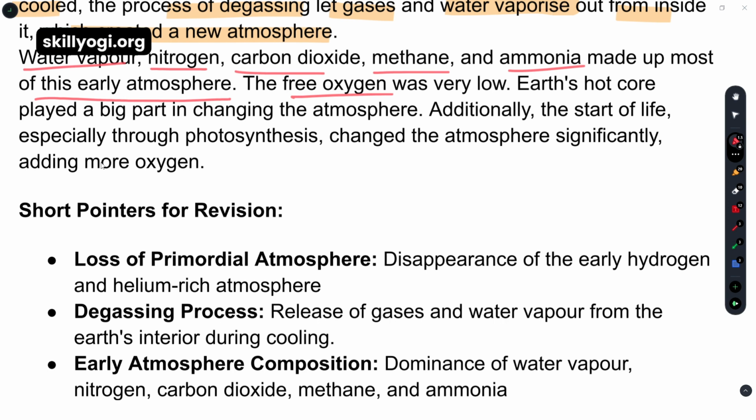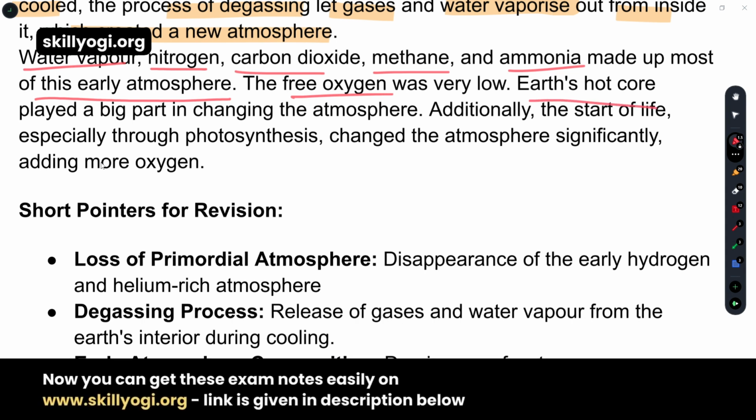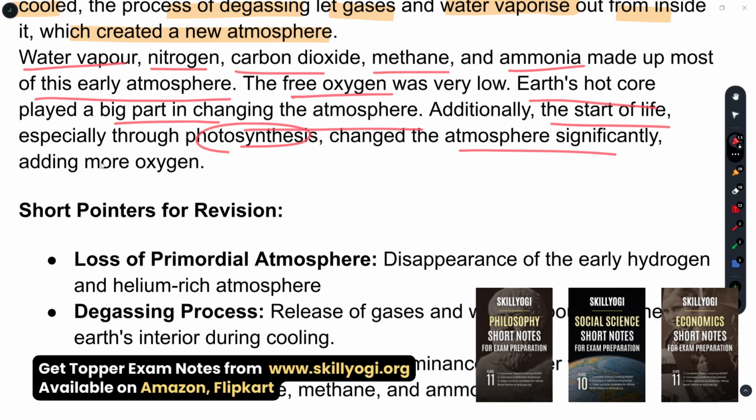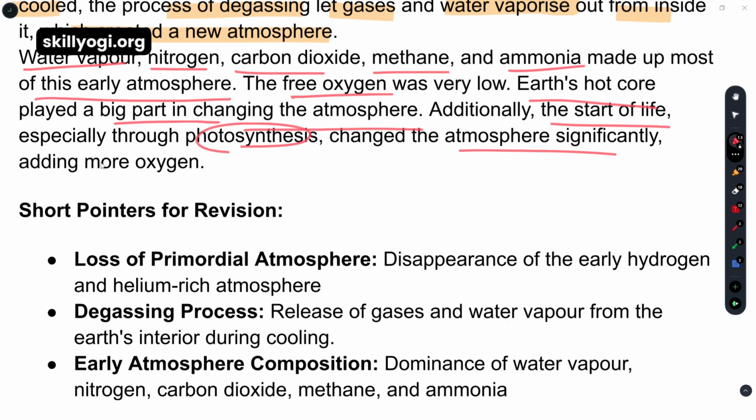But because of development, urbanization and industrialization, we are cutting the trees. That's why the free oxygen was very low. Earth's hot core played a significant role in changing the atmosphere's temperature. The start of life, especially through photosynthesis, changed the atmosphere significantly when plants started to make food on their own in their leaves. That's how the temperature changed a lot, and it added more oxygen. Otherwise oxygen can't be formed.